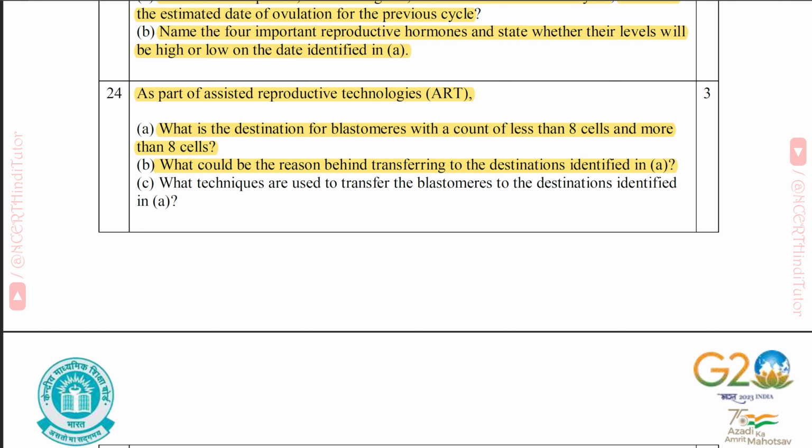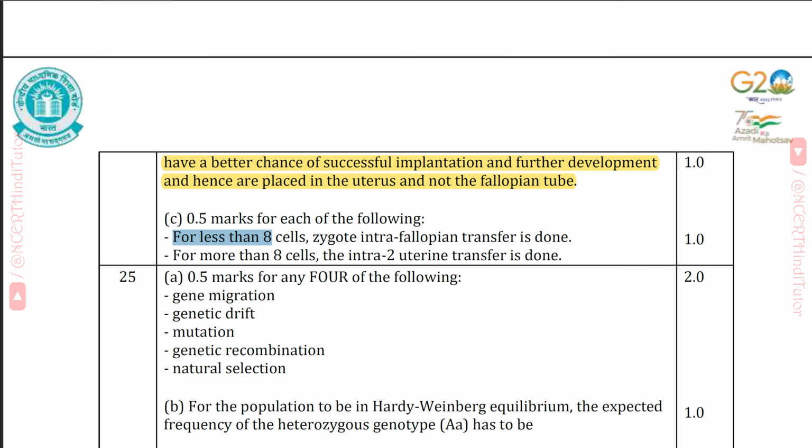C. What techniques are used to transfer the blastomeres to the destinations identified in A? Answer. For less than 8 cells, zygote intrafallopian transfer is done. For more than 8 cells, intra-uterine transfer is done.